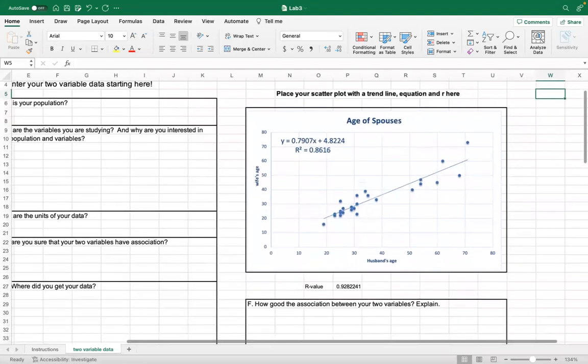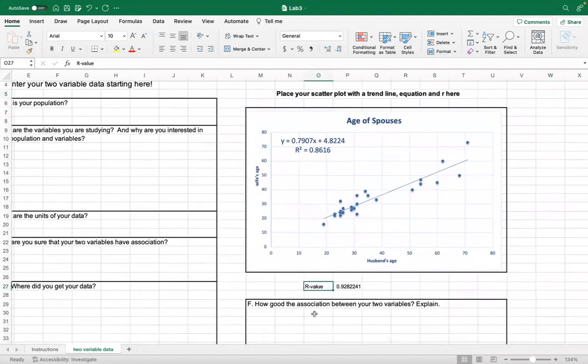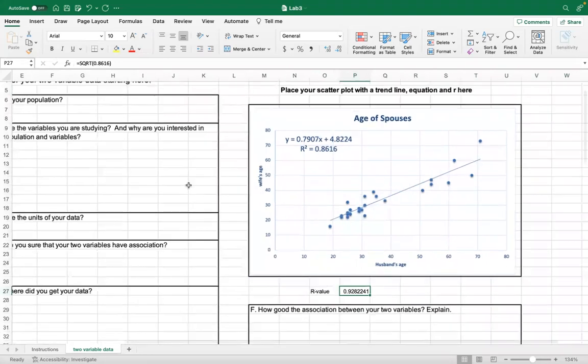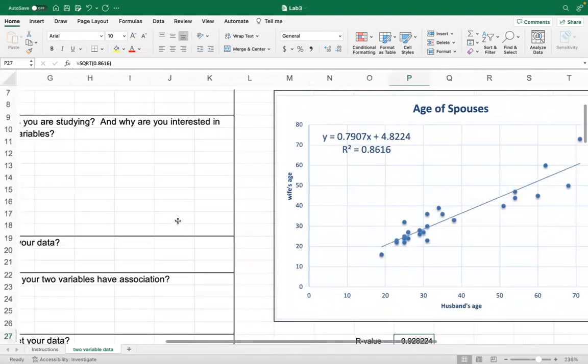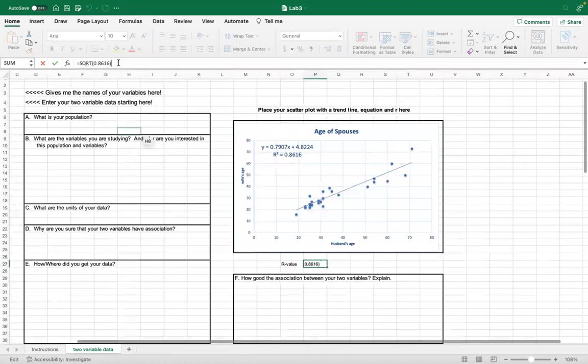Okay. So I just typed the words R value in here, then I did square root. So take a look up here. In my bar up here at the top, I type an equal sign, SQRT. If you type in SQ, it's going to give you the option to click on SQRT. And then I just typed in parentheses, my R squared value, and then just hit enter and it takes the square root for me.